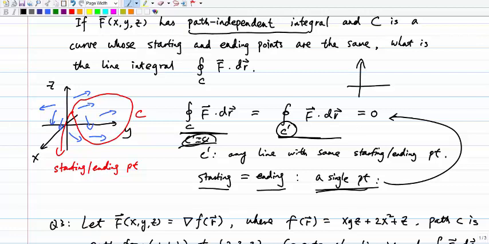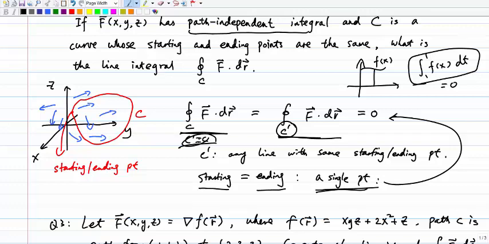This is the same idea as the integration of anything like this, right? If you integrate f(x) from 1 to 1, for example, you integrate only one point, so this will give you 0 because it's nothing, okay? The same concept. So this is question number 2.